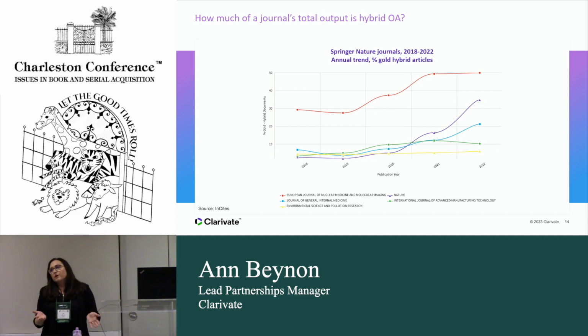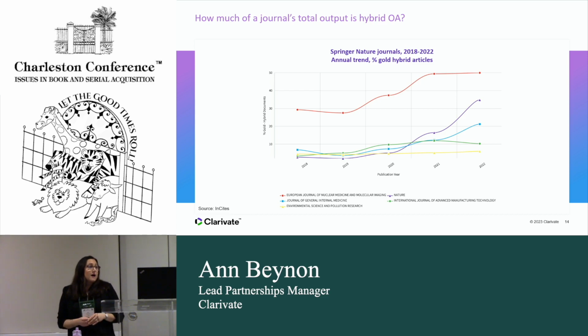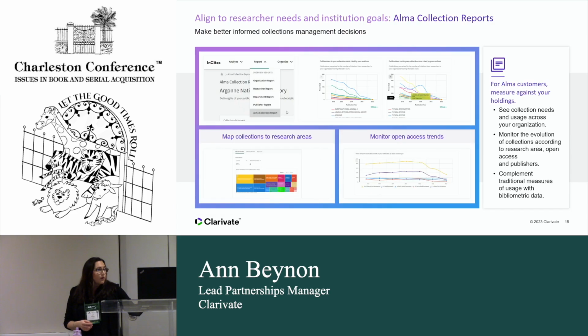So again, just showing a couple of those journals and something like Nature, which just has the hybrid in recent years, you can see how that's increased. So you can take this to the journal or publisher level as well.